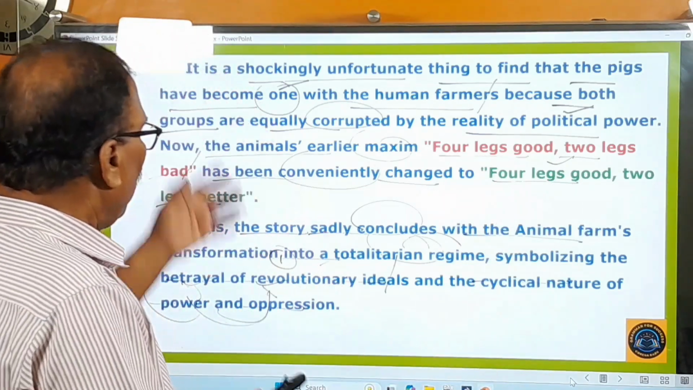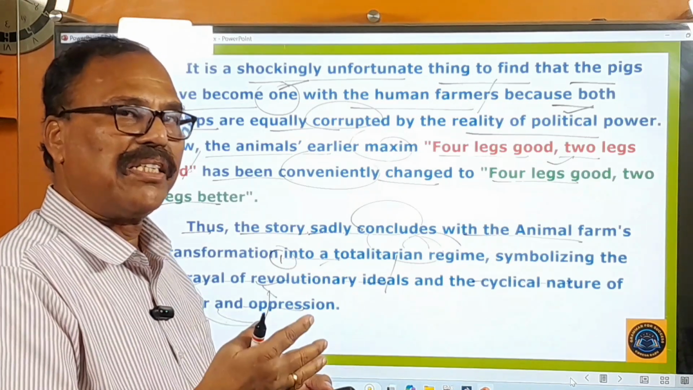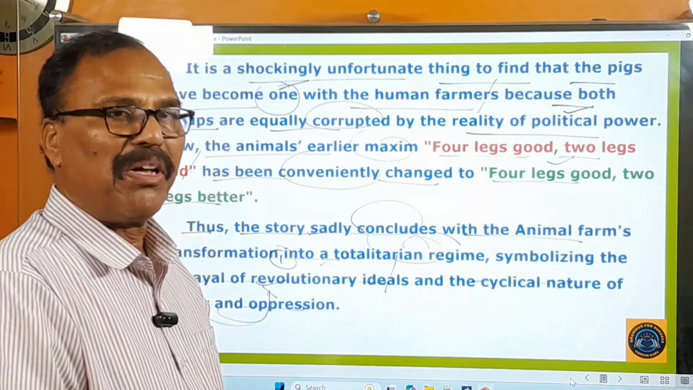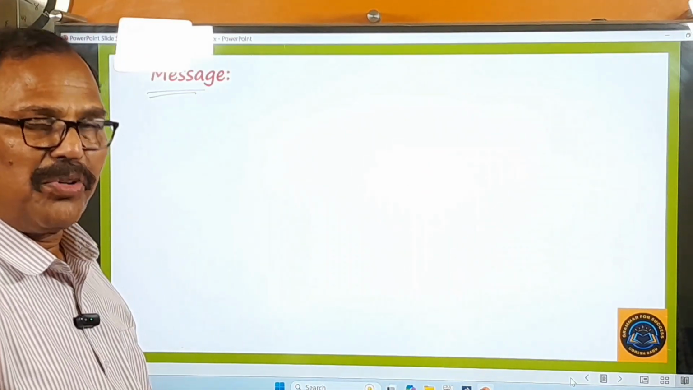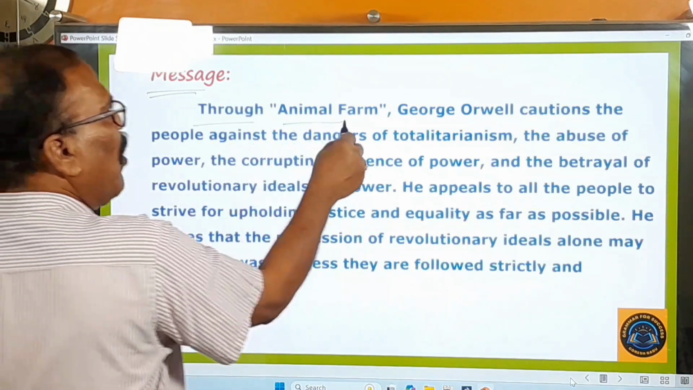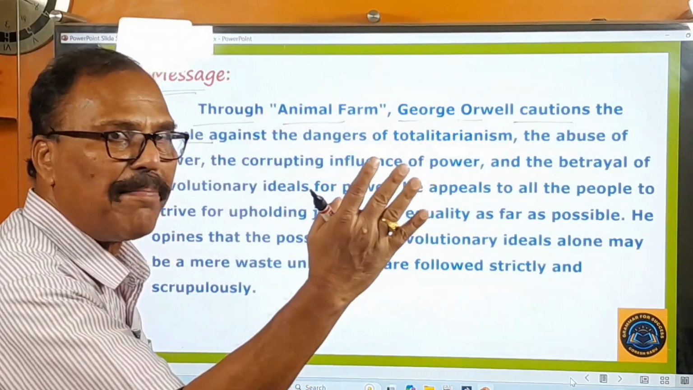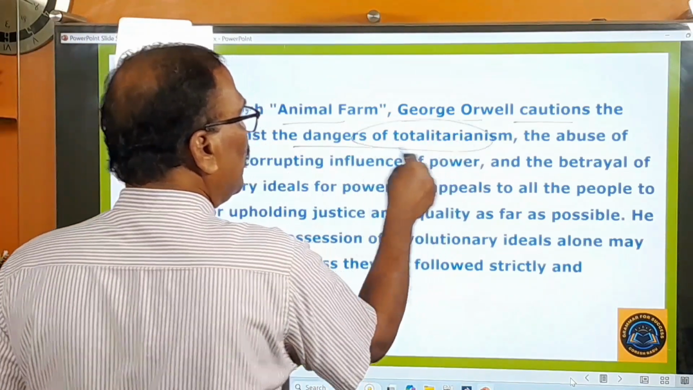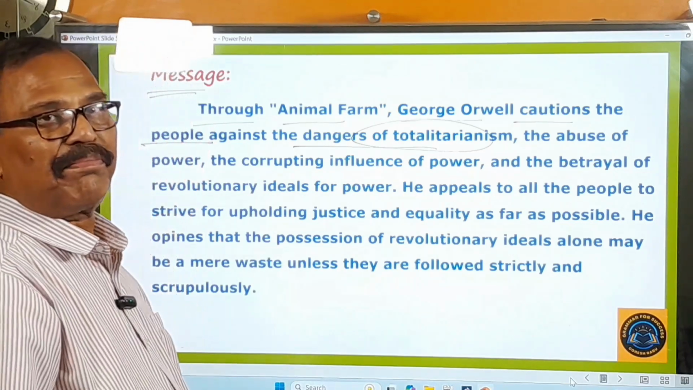Right, and now let's go to the last slide where we can find the message which the writer wishes to give you through this Animal Farm. Some message George Orwell would like to give you through this Animal Farm. What is that? Here you pay attention. Through Animal Farm, George Orwell cautions the people. He is cautioning them, he is warning them against what? Against the dangers of totalitarianism. Totalitarianism is very dangerous to the people.